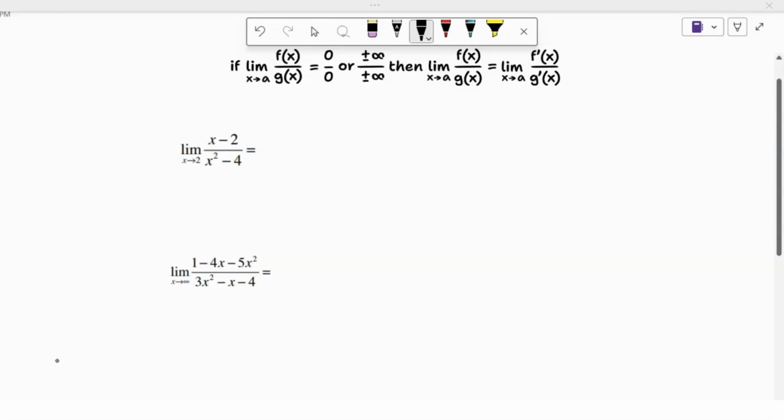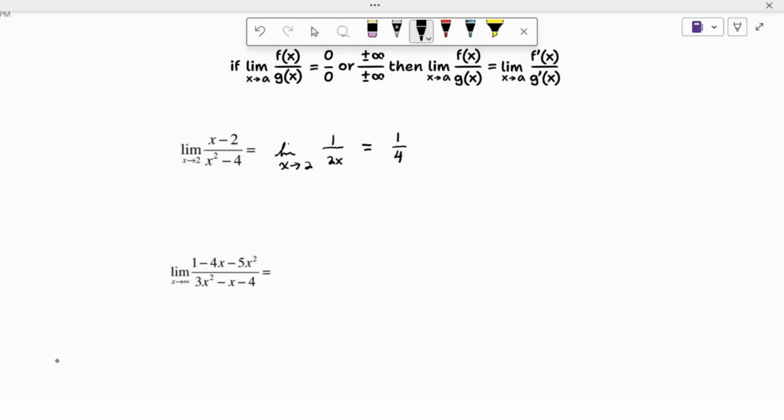Since we have indeterminate form, 0 over 0 and infinity over infinity, both of these problems can be done with L'Hopital's rule. What we're going to do is take the derivative of the top and the bottom. So in this problem here, this is the same thing as the limit as x approaches 2, and we take the derivative of the top with respect to x, so that would be 1, and the derivative of the bottom with respect to x is 2x. Now we try to use direct substitution, and we can, and we get the same answer as in the previous, 1/4.